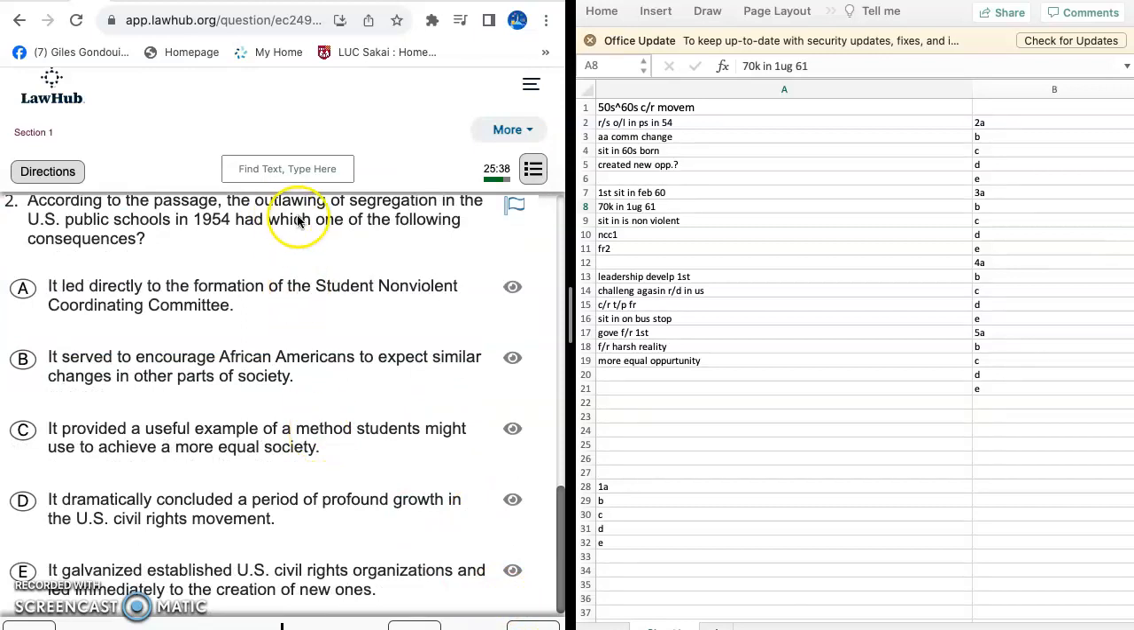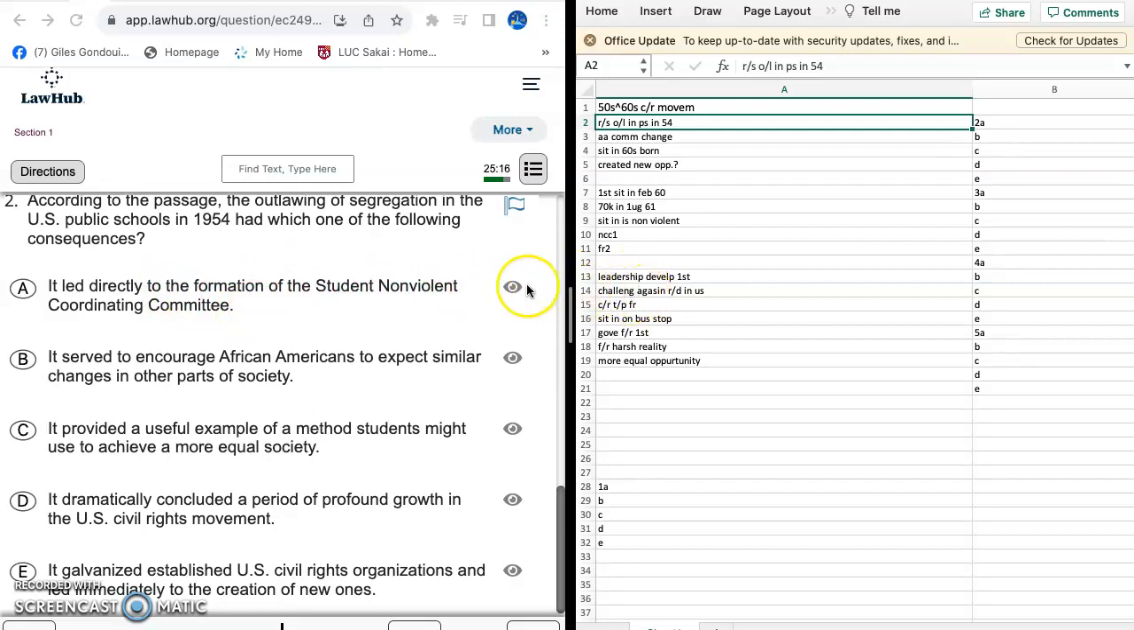According to the passage, the outlawing of segregation in U.S. public schools in 54 had which one of the following consequences. So that was in the first paragraph. And we already took notice that the African American community decided to do a change. The sit-ins were born and created new opportunities. So it led directly to the formation of the Student Nonviolent Coordinating Committee.